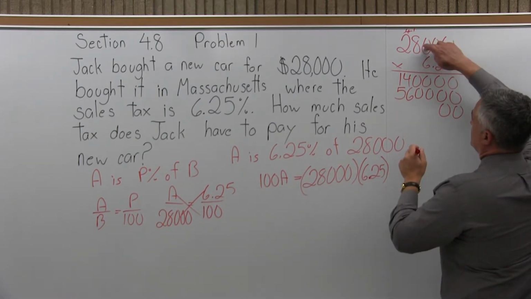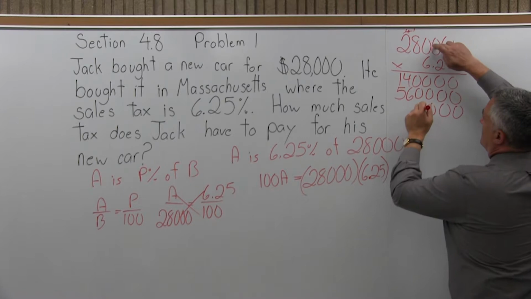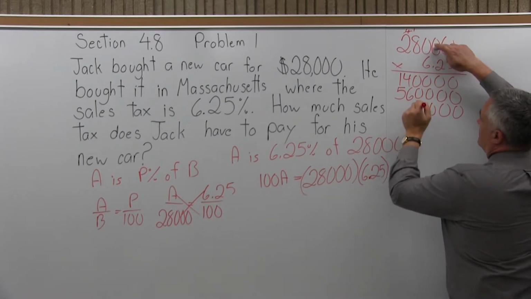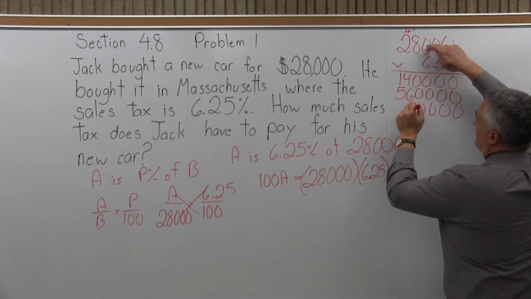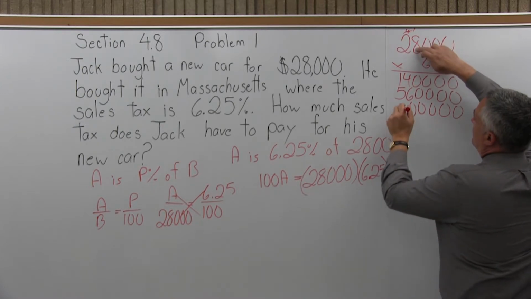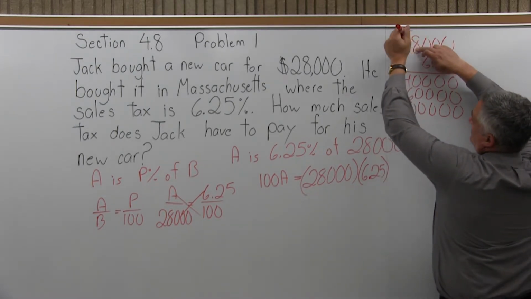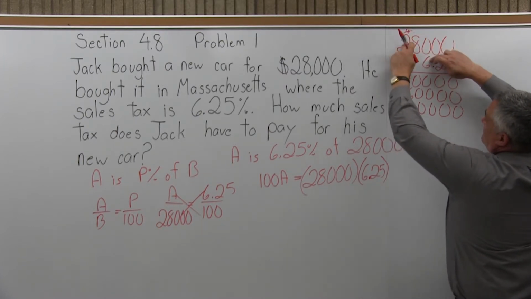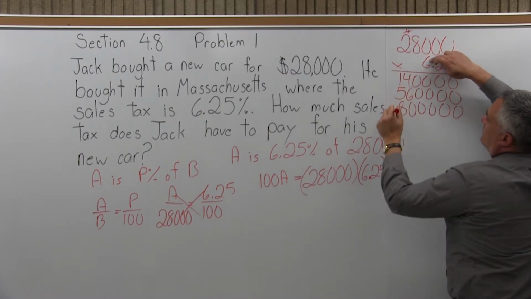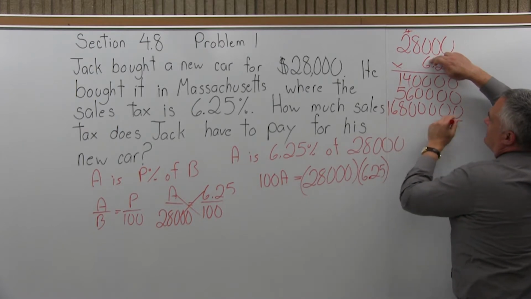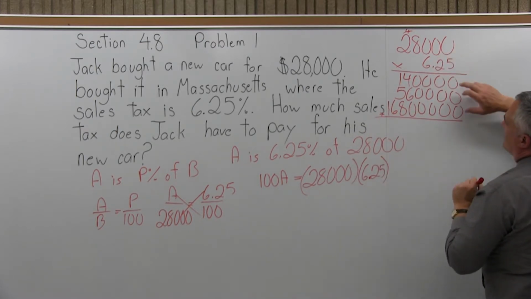And then 6 times these 3 zeros, 6 times 0 is 0, 6 times the next 0 is 0, 6 times the next 0 is 0. And then 6 times 8 is 48. Write the 8, carry the 4. 6 times 2 is 12, 12 and 4 more is 16. Now I'll add all that together.